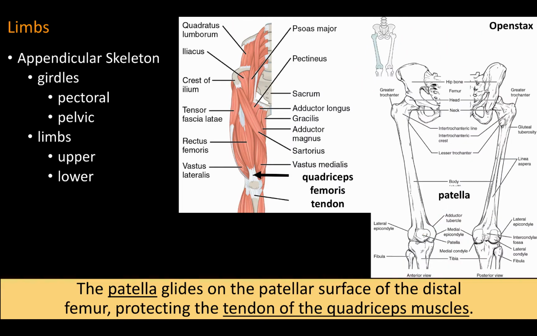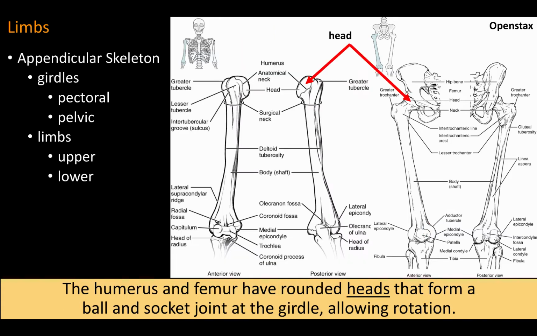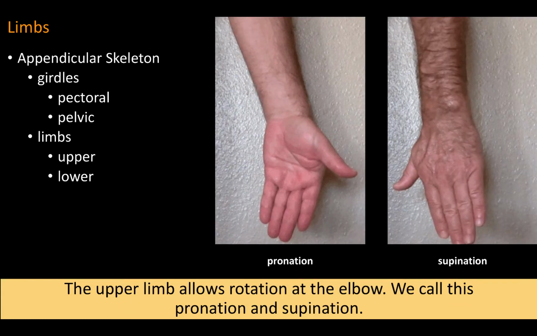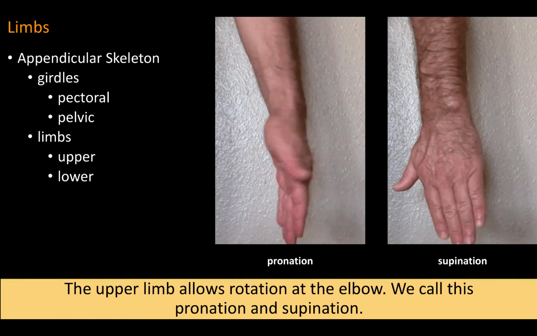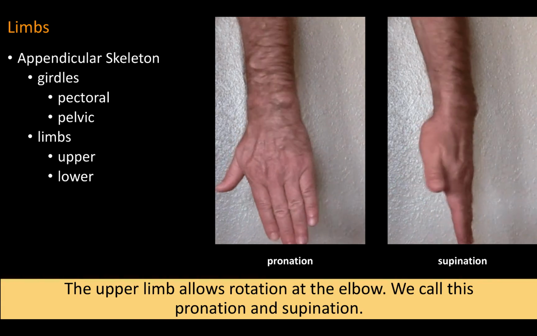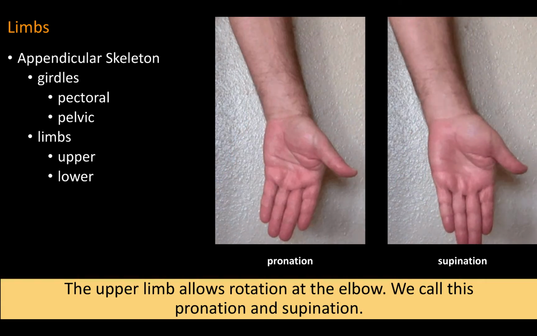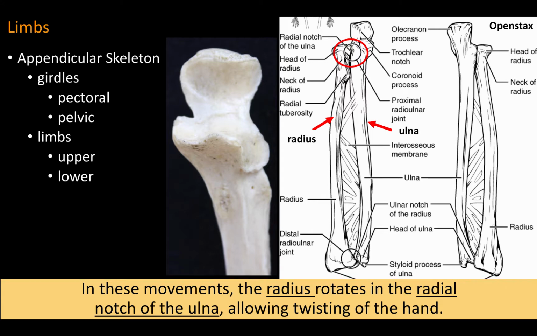The patella glides on the patellar surface of the distal femur, protecting the tendon of the quadriceps muscles. The humerus and femur have rounded heads that form a ball and socket joint at the girdle, allowing rotation. The upper limb allows rotation at the elbow. We call this pronation and supination. In these movements, the radius rotates in the radial notch of the ulna, allowing the twisting of the hand.